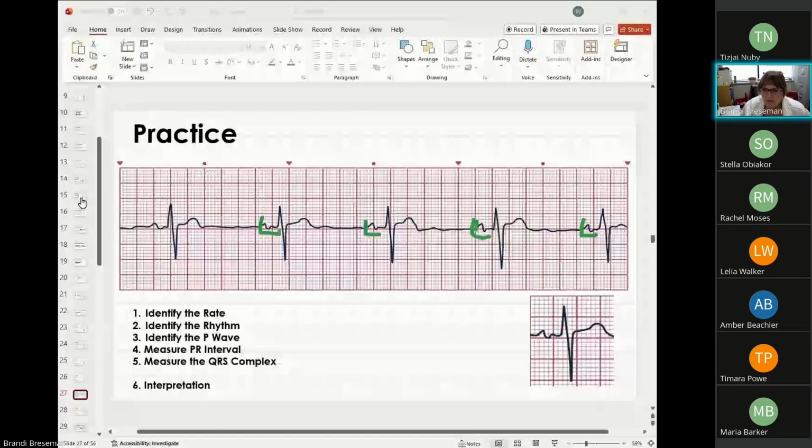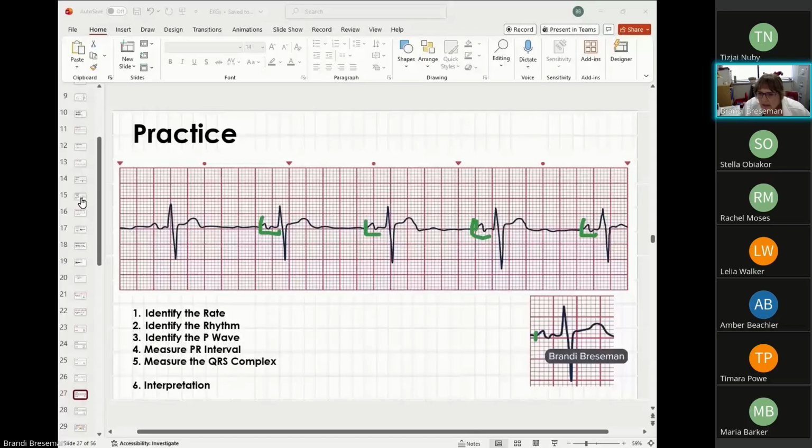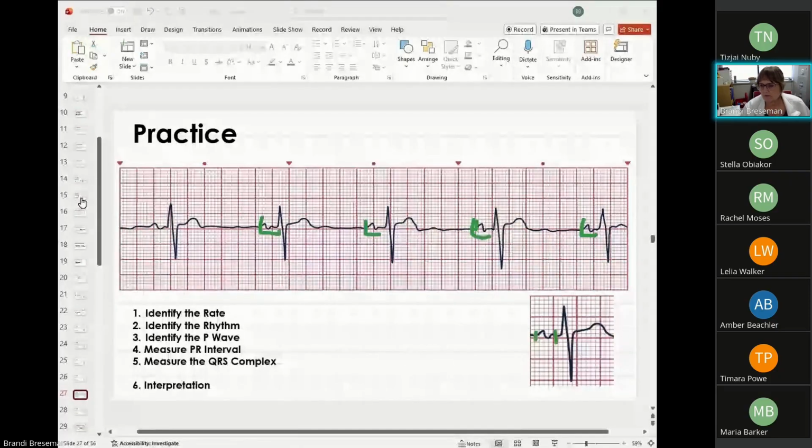Okay, so I am going to start my measurement for my PR interval here, and I'm going to end it about here. That gives me 1, 2, 3, 4 boxes. So 4 times 0.04 would be 0.16. Is that a normal PR interval? Yes, it is. Okay.